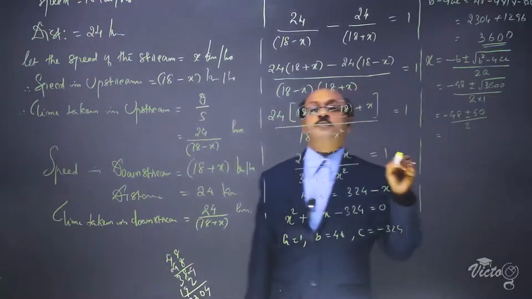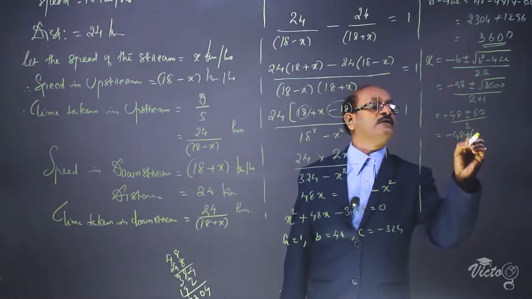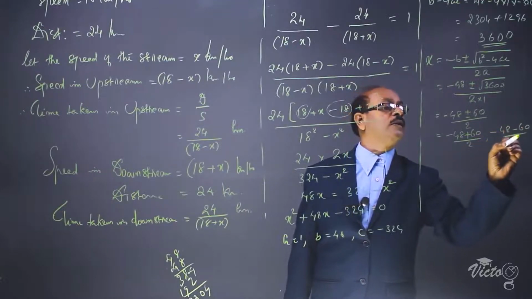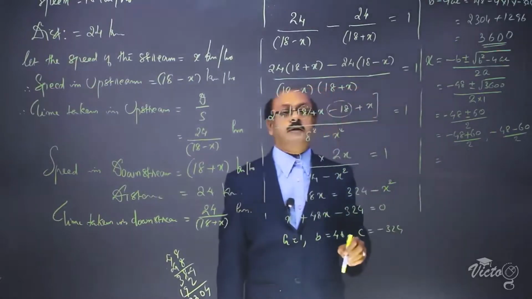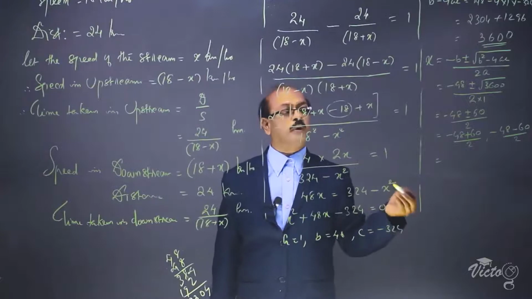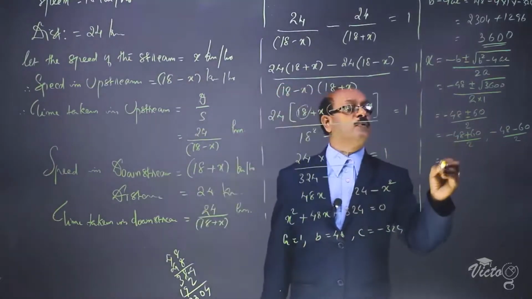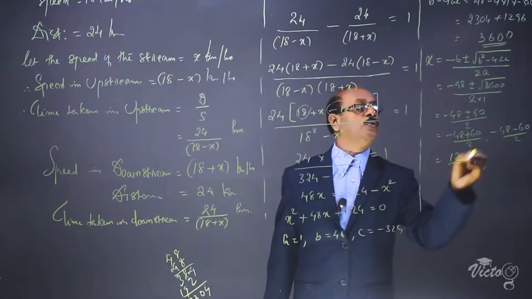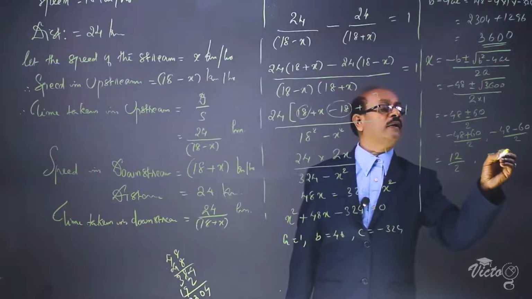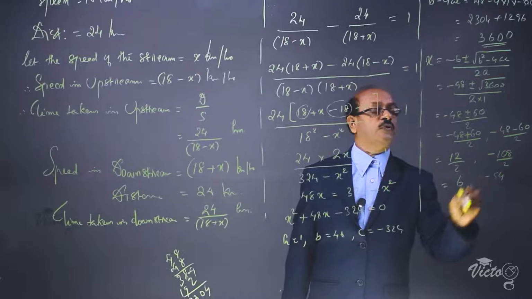Now we are going to split it into two terms: minus 48 plus 60 by 2, and minus 48 minus 60 by 2. Minus 48 plus 60: we are subtracting the smaller number from the larger number and giving the sign of the larger number. That is 60 minus 48 is equal to 12 by 2, which is 6. Here minus 48 minus 60 is minus 108 by 2, that is minus 54.